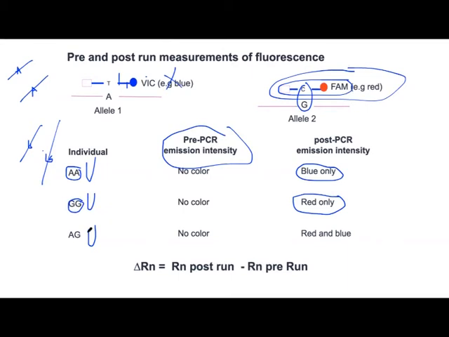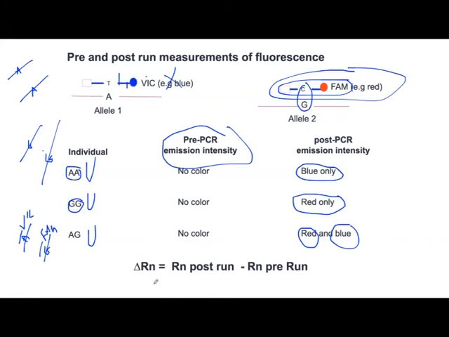Now, the third case, I have an individual who will have 50% A, because we remember we get 1 chromosome from father, 1 chromosome from the mother. So 50% will be A, the other 50% will be G. So in this case, the 2 probes will be bound, the VIC and the FAM, because you have the 2 templates there. So after the PCR, you're going to get 2 fluorescences, the red and the blue together, and you can tell me that this individual is heterozygous.